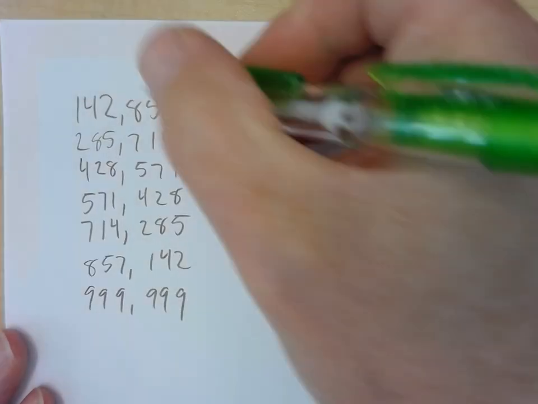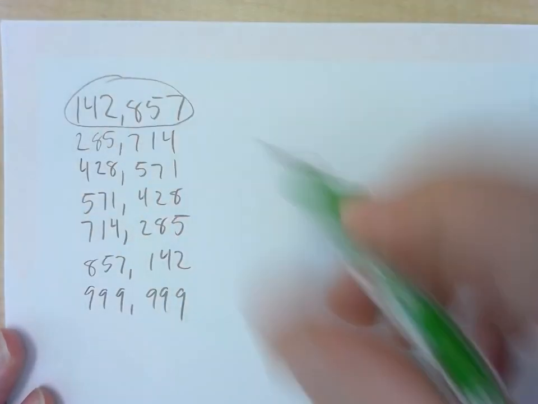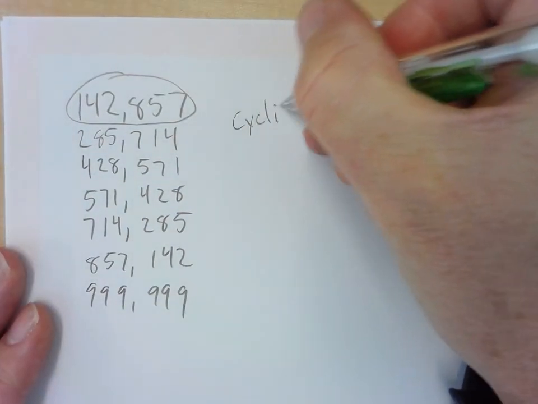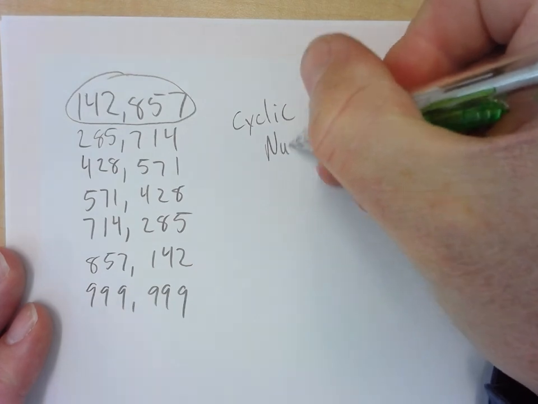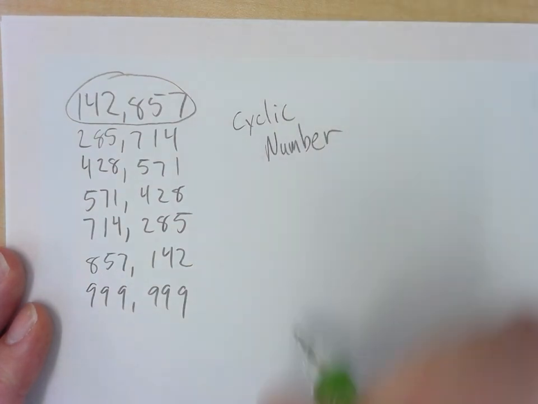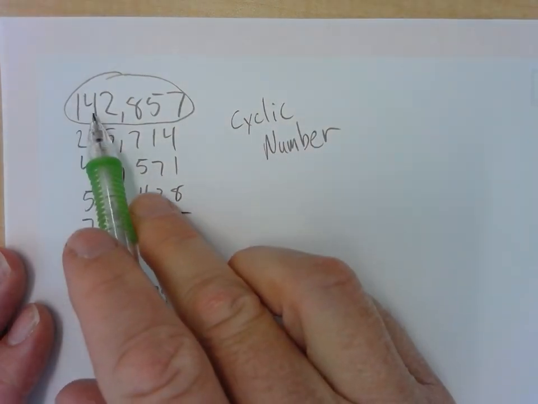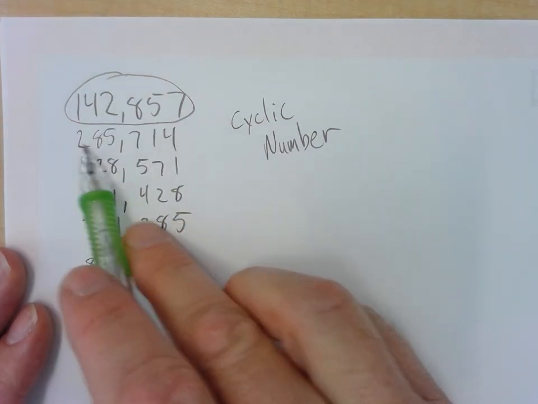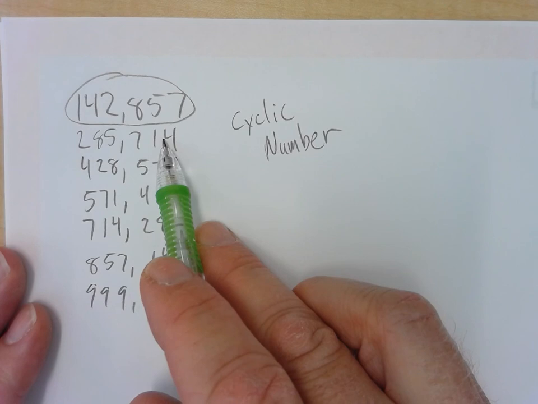So what's going on with this number right here? Well, this number is called a cyclic number because there's a cycle that's happening here. Do you see the cycle? 1, 4, 2, 8, 5, 7. And that was just doubling this number.